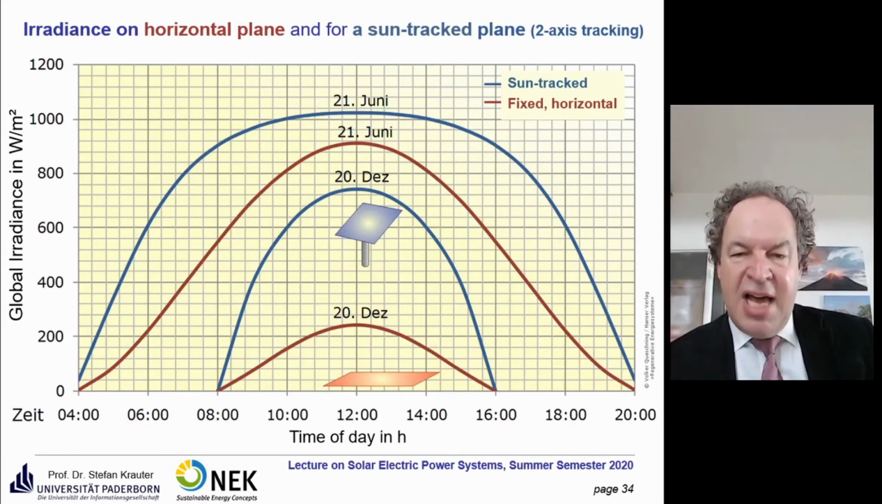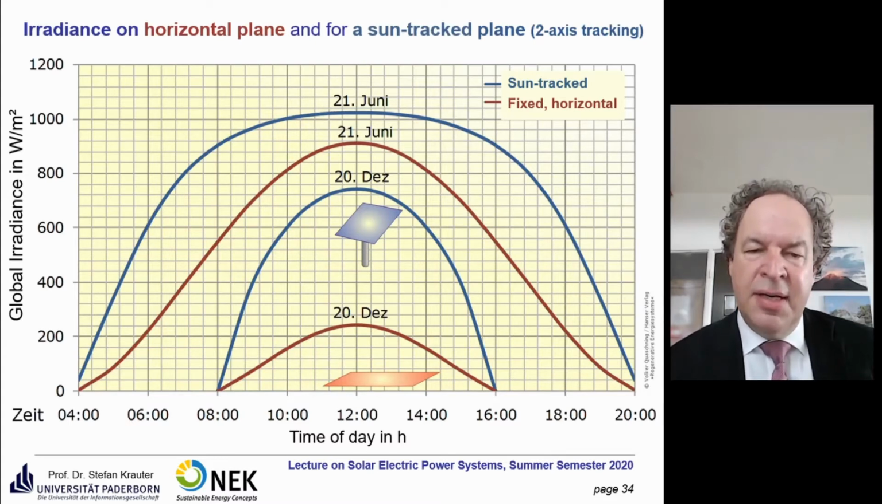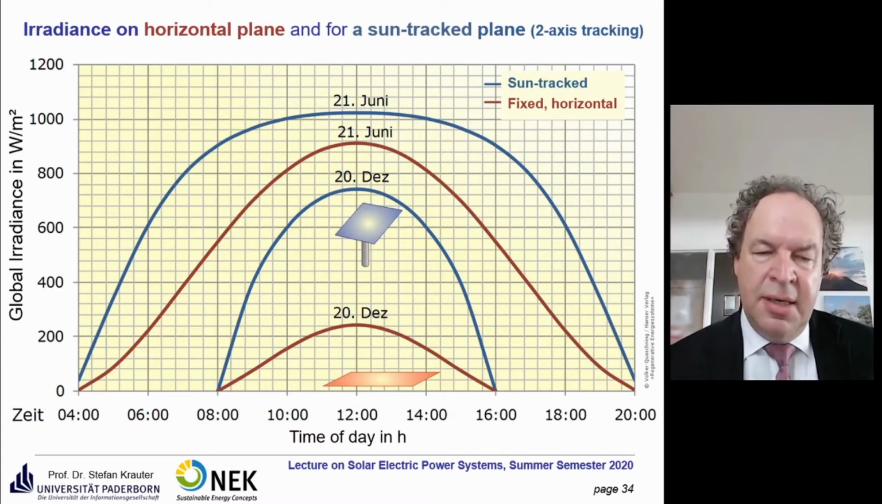We can equalize that a little bit by tracking. So we direct the surface of our receiver or our solar collector towards the sun. First, the red lines are the fixed part. So this is a part of the sun. What you see here is the usual data you receive at the weather stations.